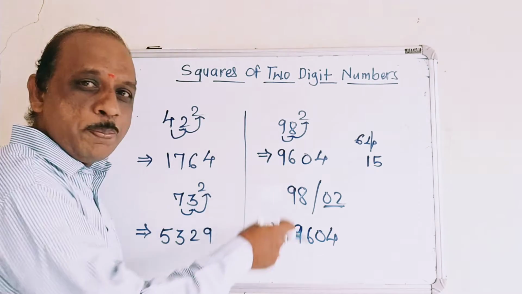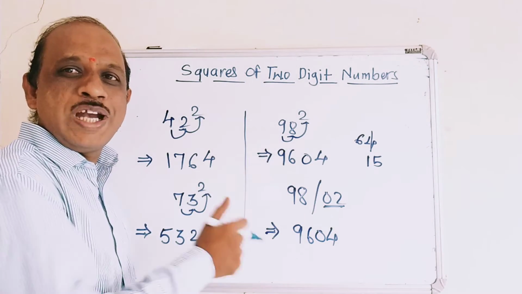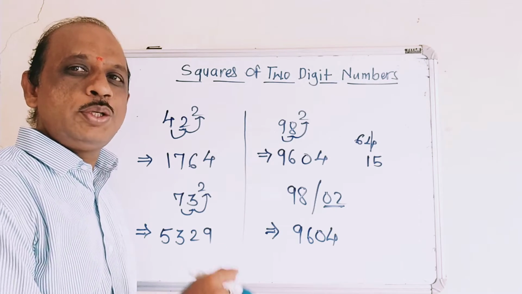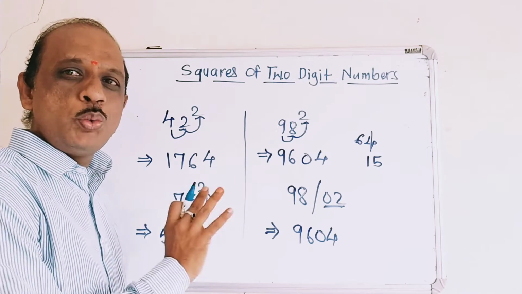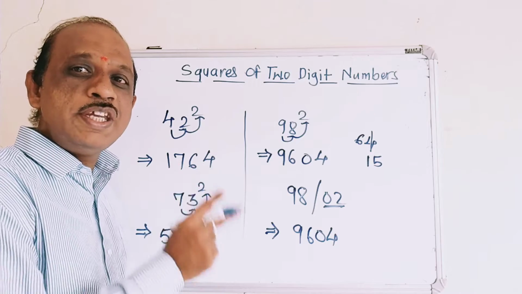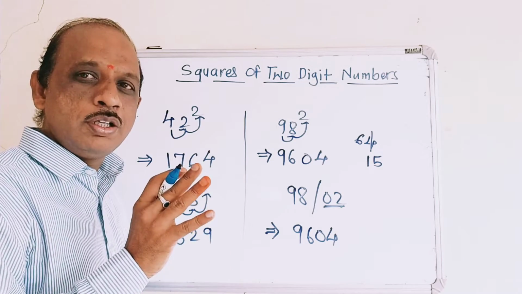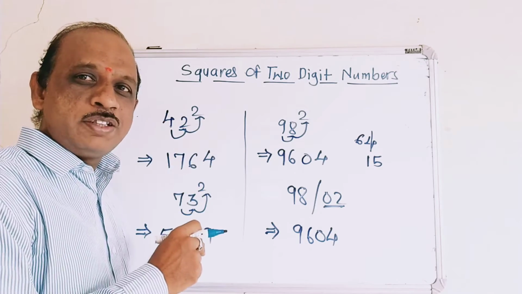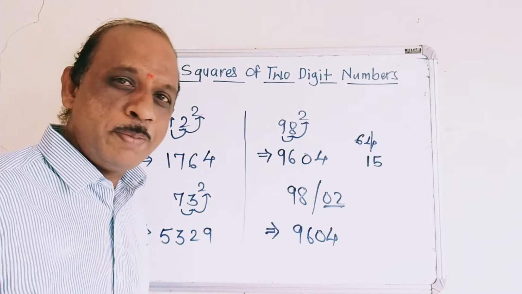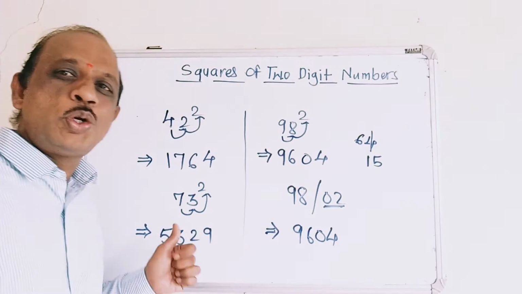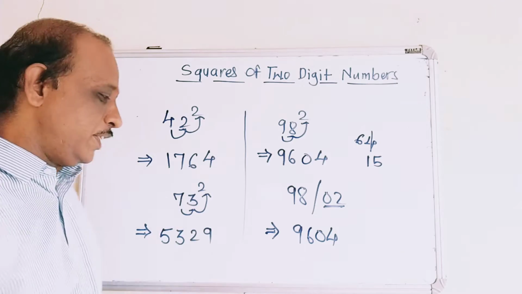I told you the square of 98 by both the methods. Whatever method you find easy, that you need to apply. So this is how we are going to find out the square of any 2-digit number. I'll explain one more method. That method is called the diagonal method. So let us see the diagonal method to find out the square of 2-digit numbers.